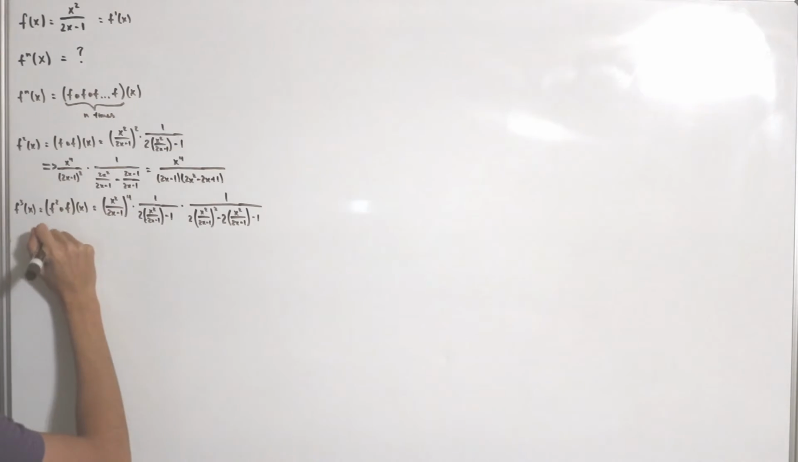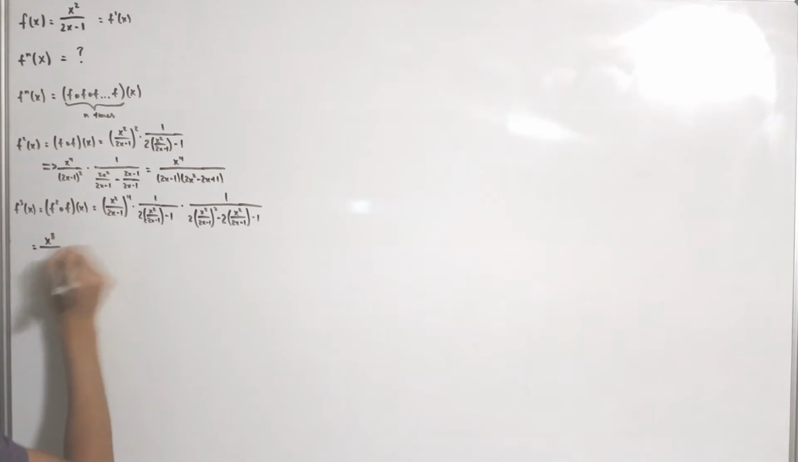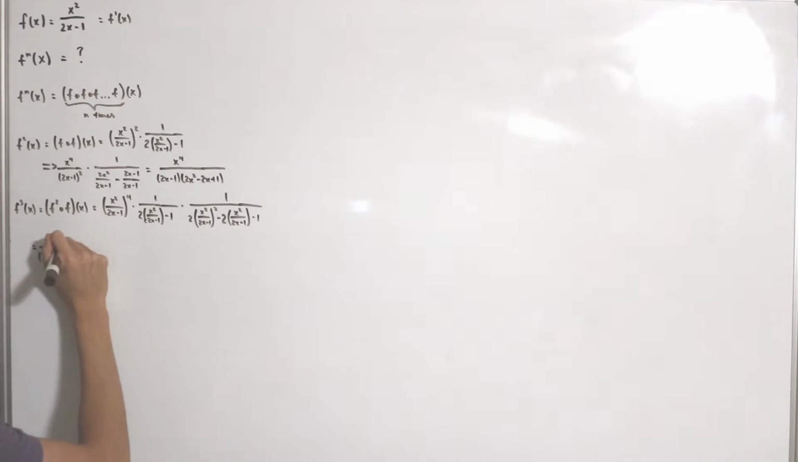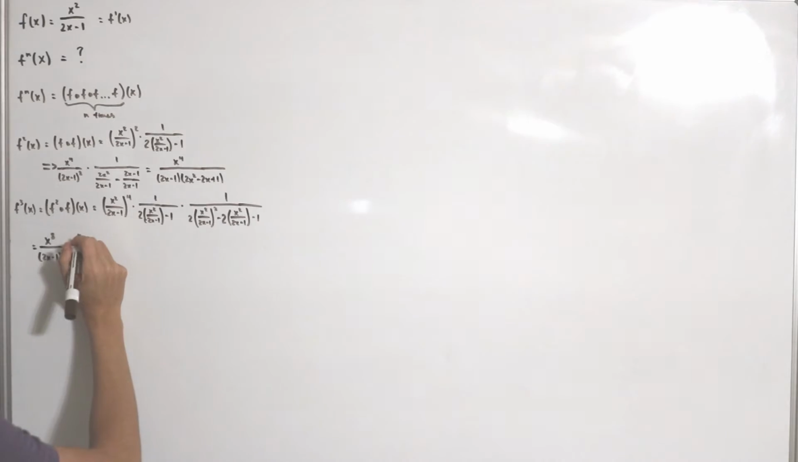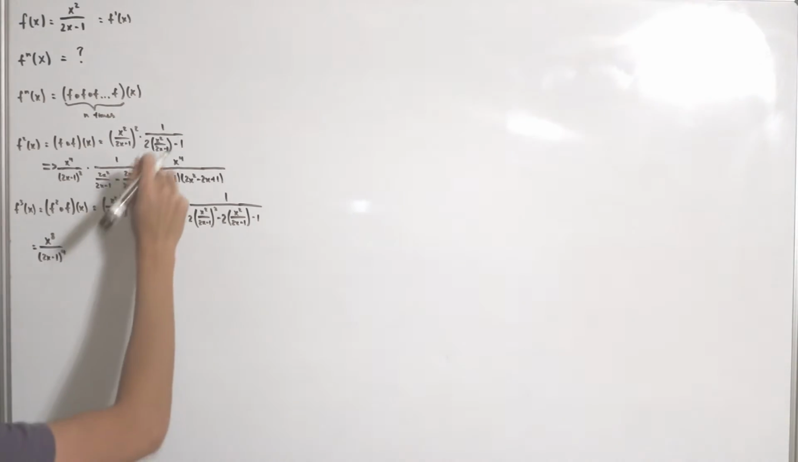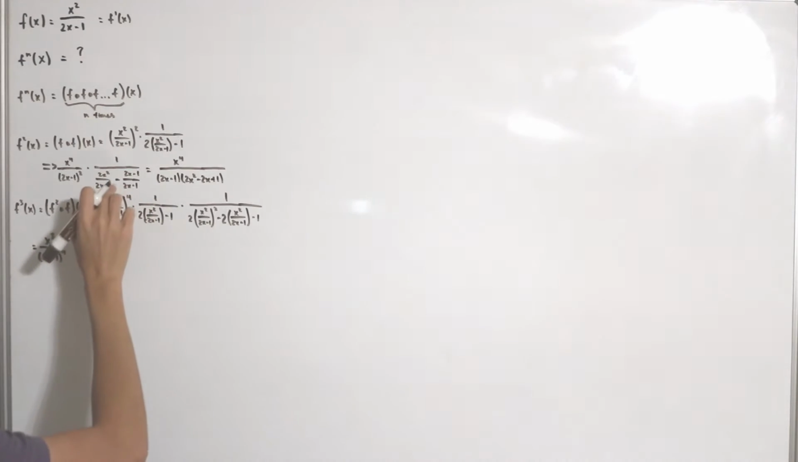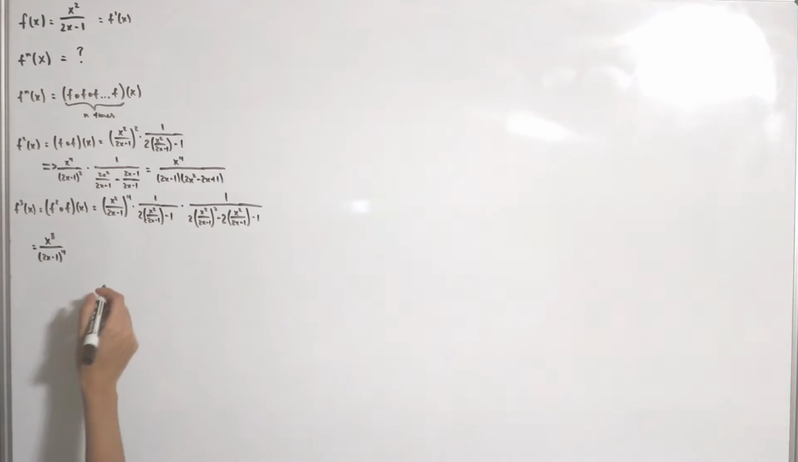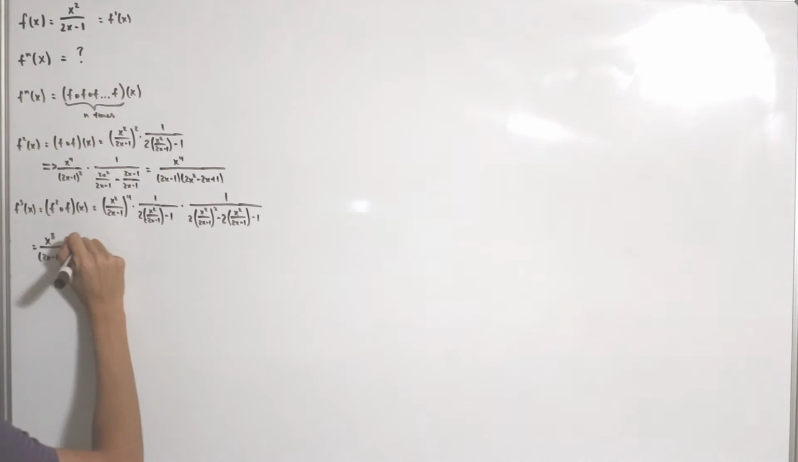So this is x to the 8th divided by 2x minus 1 to the 4th. And then that's multiplied by this, which is the same thing as right here. So I can just use the same steps from before when trying to show my work.